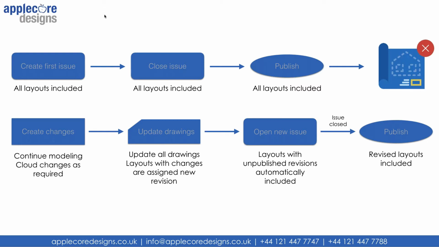So ARCHICAD will know that if we have 3 floor plans and 2 sections in a publisher set, which is a collection of layouts, all we need to do is if the ground floor changed, then only the ground floor layout will be issued the next time around. We can, of course, say that we'd like to issue the entire set again at any point.